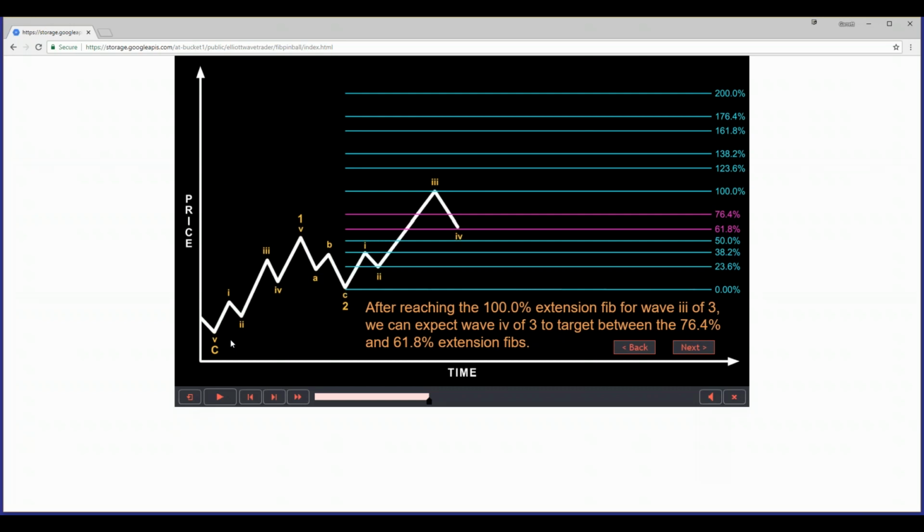So very important usually that the 618 extension is going to hold for that wave 4. So if you want to set a stop on your position just underneath that, the majority of the time, if you're correct in that impulse, your stop will not get hit. You will maintain the trade while still protecting some profits in case it does invalidate. So again, it should hold after hitting a 100% extension, a 618 extension on the wave 4.